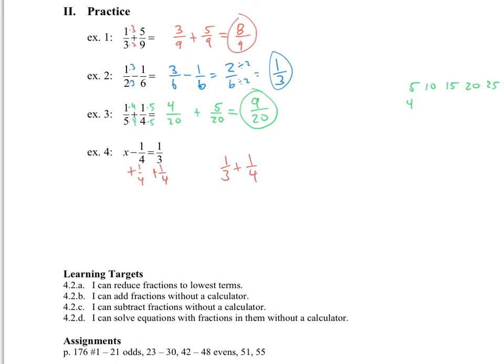Common denominator between thirds and fourths. 12. 12, says Molly. I have 4/12 plus 3/12. 7/12. Can I reduce that? No. So my x equals 7/12.